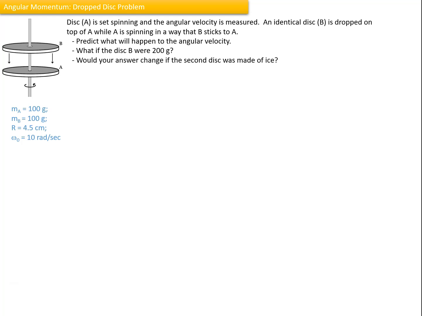We then also did an experiment where we dropped a disk that was twice as heavy as disk A, and see if that would change it. And then we also did a little thought process of what would happen if disk B was made out of ice? How would that have changed our answer?